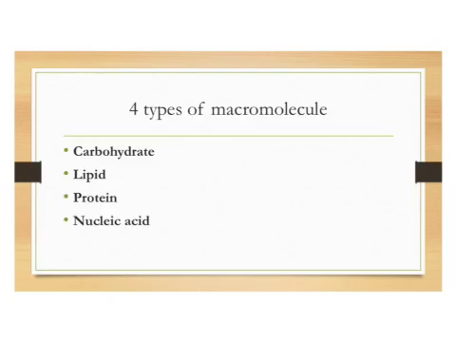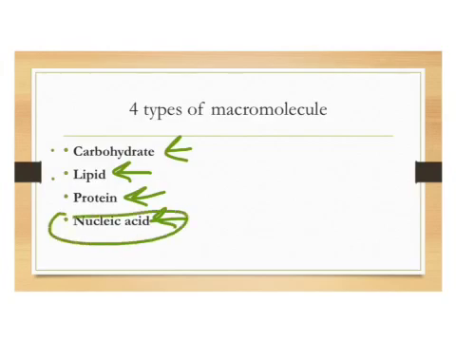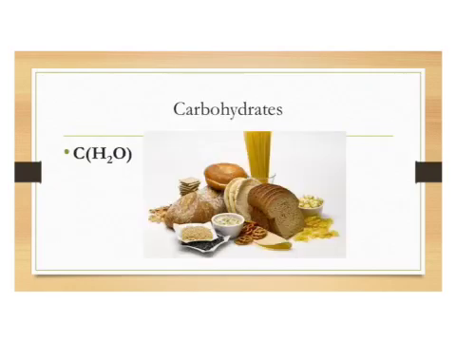The 4 main types of macromolecules we're going to talk about are carbohydrates, lipids, proteins, and nucleic acids. Today's lesson is going to focus on carbohydrates and lipids, and proteins another day, and then nucleic acids. We're talking about DNA and RNA, and we're going to talk about those later in the semester. So let's start with carbohydrates.